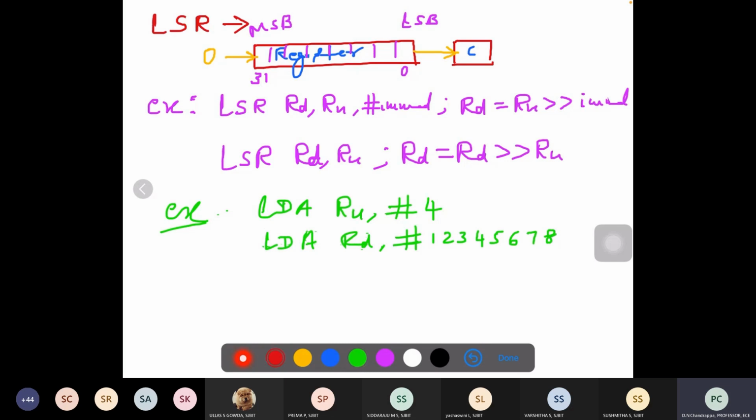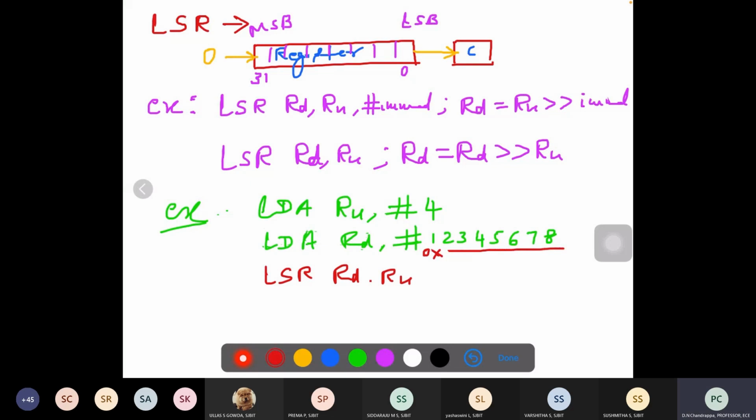Similarly, LDA or LDR, RD equal to an immediate value; we have to assign 1, 2, 3, 4, 5, 6, 7, 8. With hexadecimal, we should write 0x like this. You have to start from here if it is in hexadecimal. Okay, then I can use LSR, RD, comma, RN. How many bits are we going to shift?